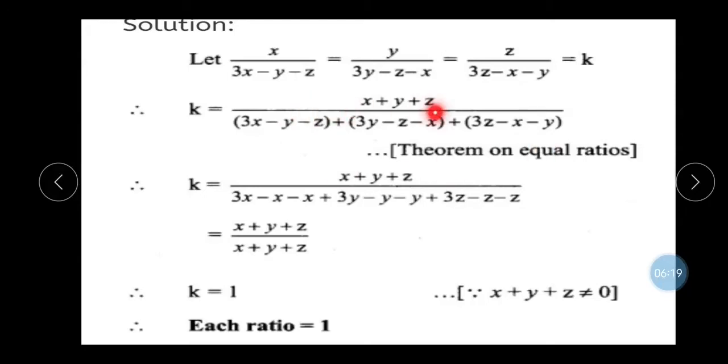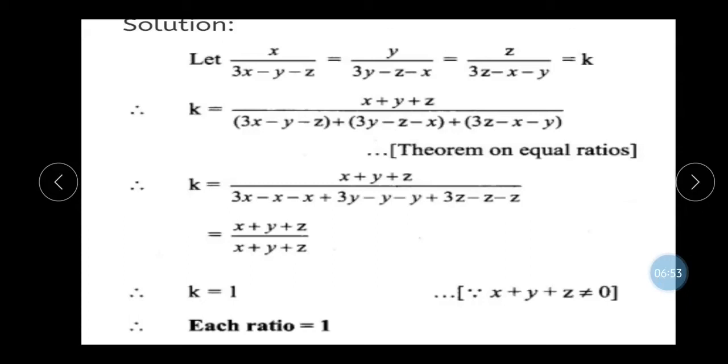So (x plus y plus z) upon (3x minus y minus z) plus (3y minus z minus x) plus (3z minus x minus y). Opening up the bracket and taking up the like terms. The like terms means the like pairs we are taking. So (x plus y plus z) upon 3x minus x plus 3y minus y plus 3z minus z.